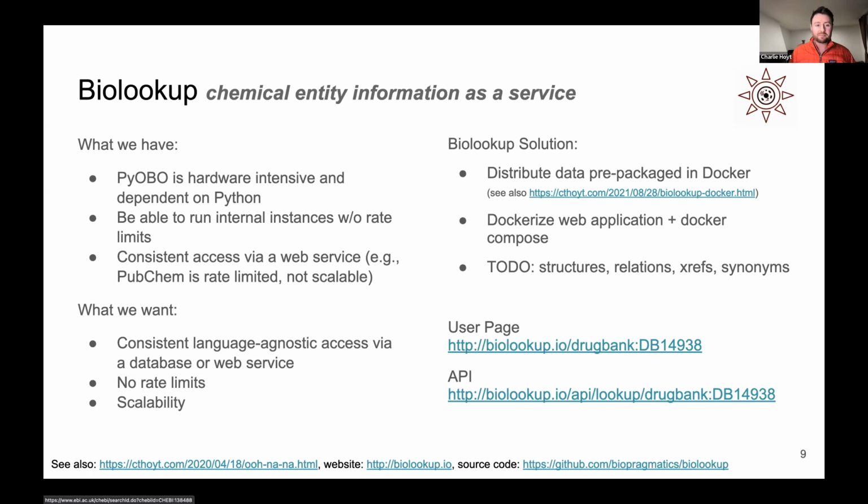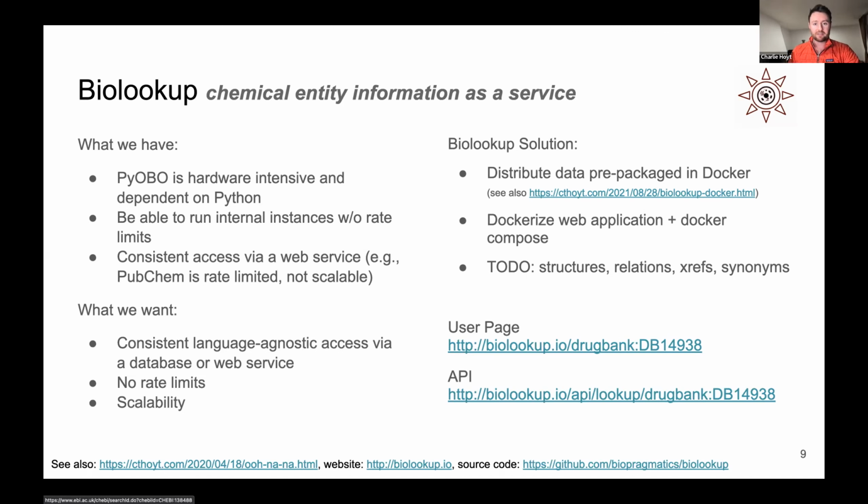And then the last problem is, PyOBO is written in Python. Not everybody's using Python. And so what we need is a consistent, language-agnostic way to access all of this aggregated information. Either a database or a web service that doesn't have this issue with rate limits, doesn't have a problem with scalability, so you can spin up new instances of the service to meet the users' needs, usually ourselves being the users. So the BioLookup service hits all of these points.